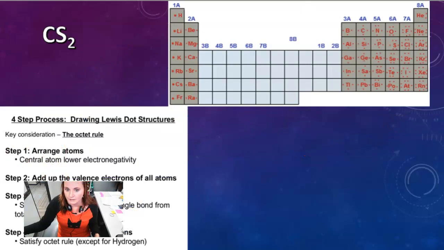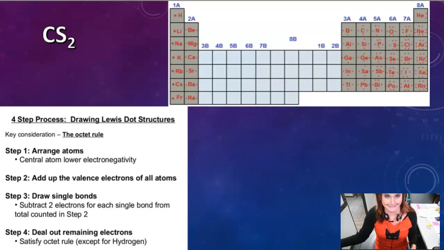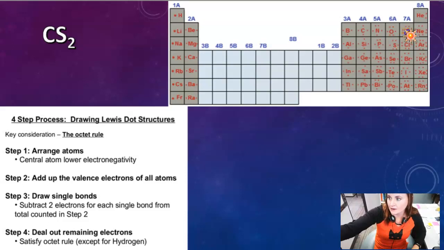Okay, let's do another one. Carbon disulfide. Kind of giving you a clue into the naming rules here too, because we haven't done that yet. Okay, so again, arrange the atoms, the lowest electronegativity in the center. Carbon is further away from fluorine than sulfur is. Sulfur is right here, carbon's all the way over here. So carbon's in the center.